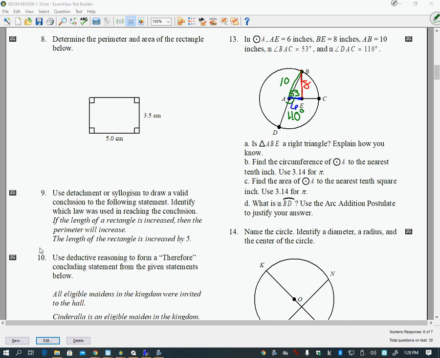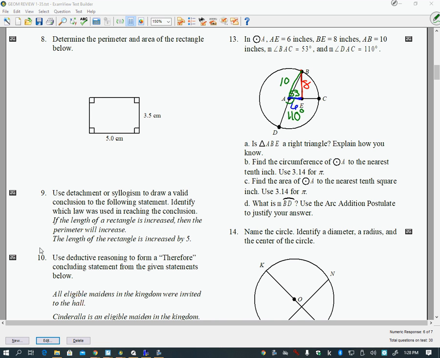It says, is triangle ABE a right triangle? Explain how you know. Okay, is triangle ABE a right triangle? Explain how you know. Is it a right triangle? It is. How do we know? Because it looks like one? I don't know. We could go based upon that.